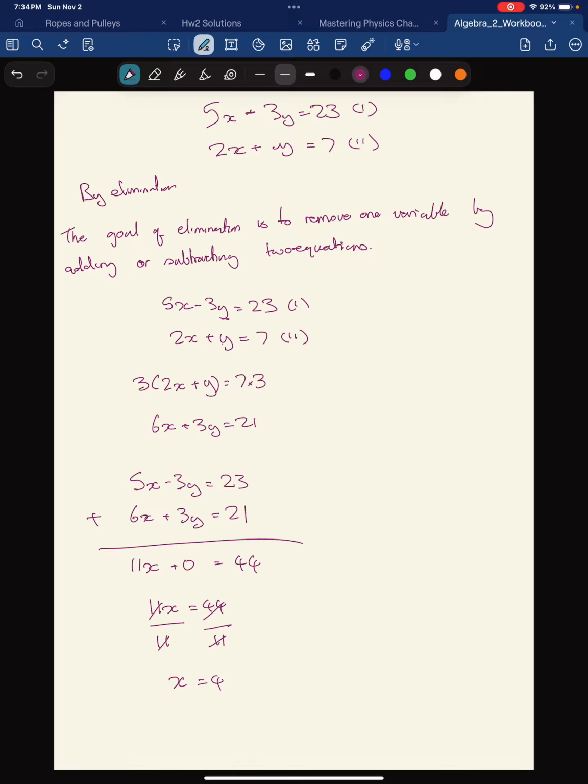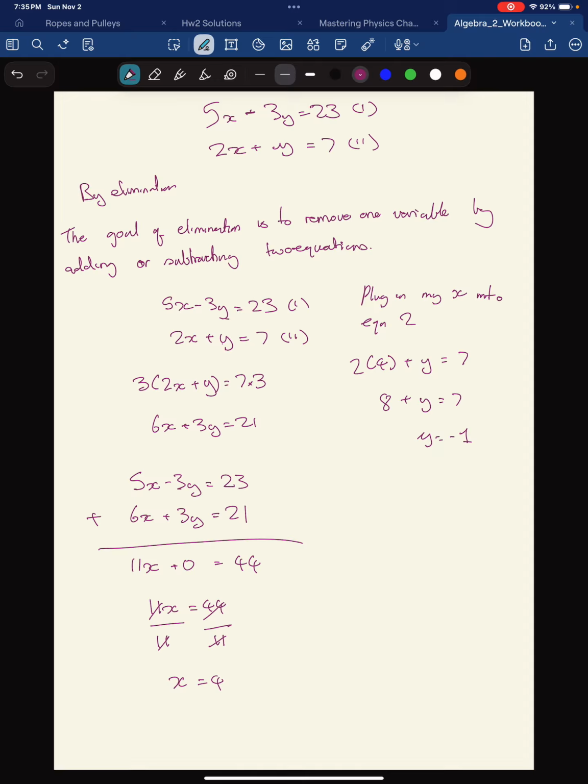I can plug in 4 into equation 1. I want to use equation 2, so I'll plug in my x into equation 2. I'm going to have 2 times 4 plus y equals 7. 8 plus y equals 7. Y is going to be equal to minus 1.